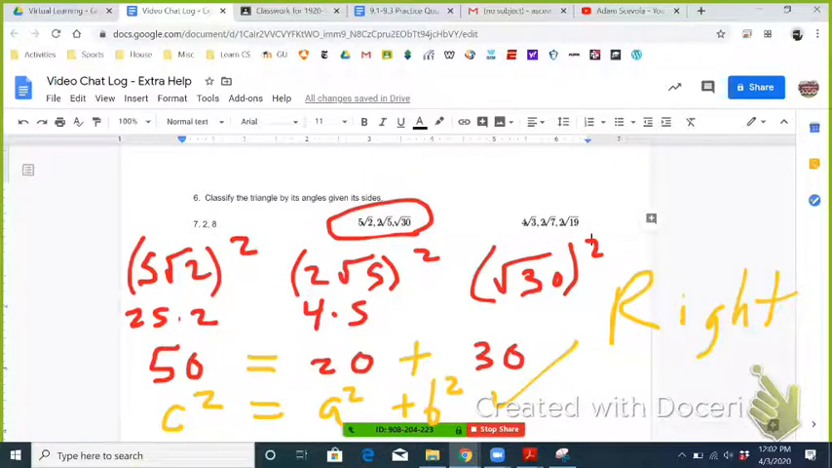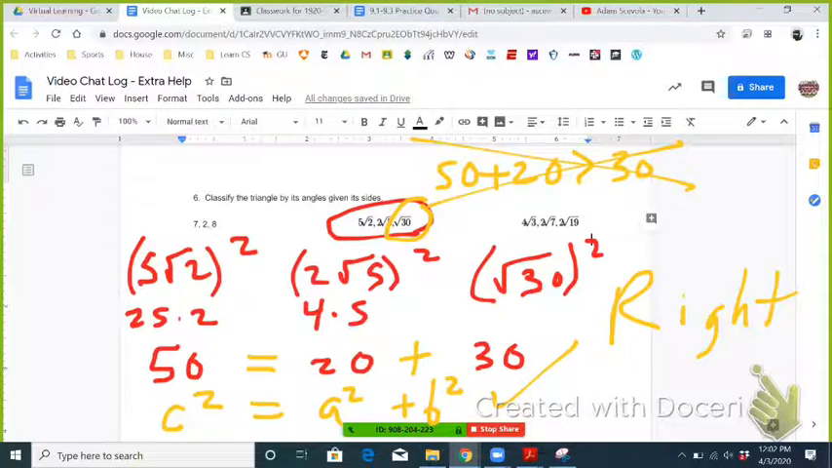Alright, now if you accidentally thought that, because it came last, root 30 was the biggest side, then you'd get the wrong answer, because you'd say, well, 50 plus 20 is bigger than 30, so that must mean it's acute.